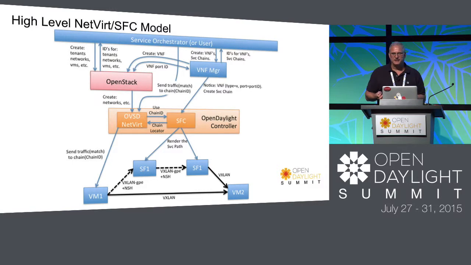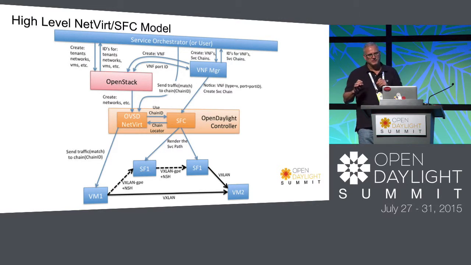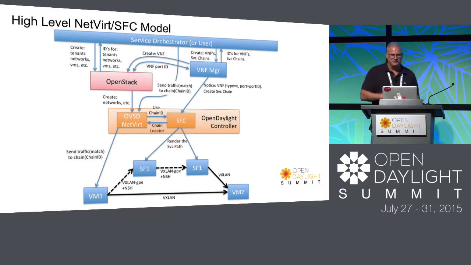So it might say that traffic received on such and such a port, physical port or Neutron port, that's destined for port 80, HTTP traffic, should go through a particular service chain. So there'd be some type of ACL to map that.